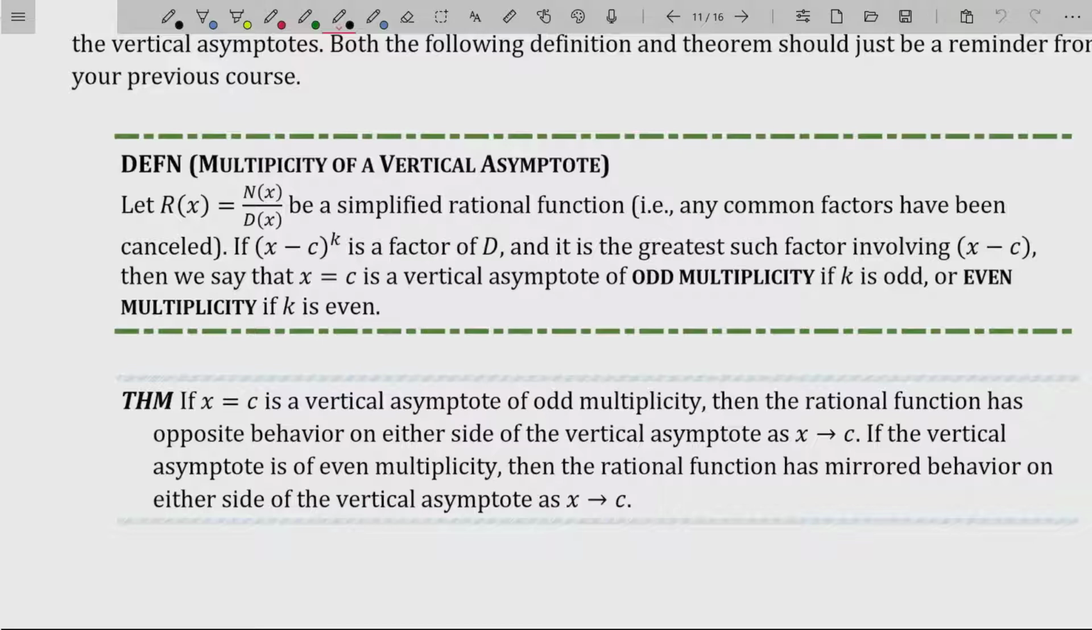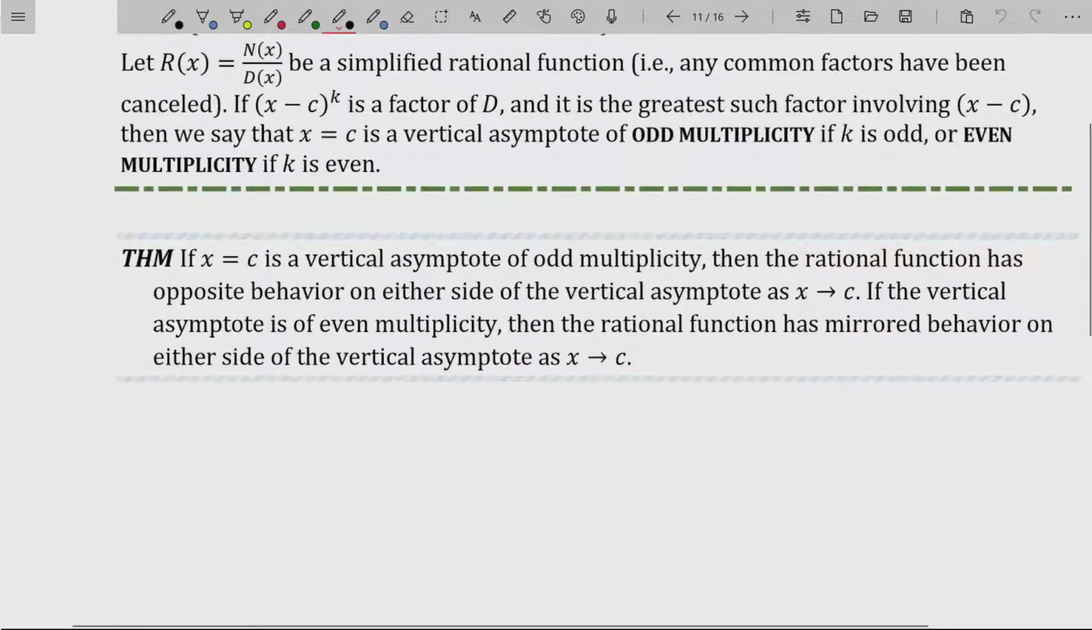Then we say x equals c is a vertical asymptote of odd multiplicity if k is odd, or even multiplicity if k is even. So again, if x minus c to the 10th was a factor of that denominator, then we'd say x equals c is a vertical asymptote of even multiplicity because that k was 10. And there's something special about the multiplicity of a vertical asymptote that allows us to easily graph a rational function, or at least easily know the behavior of a rational function about that vertical asymptote.